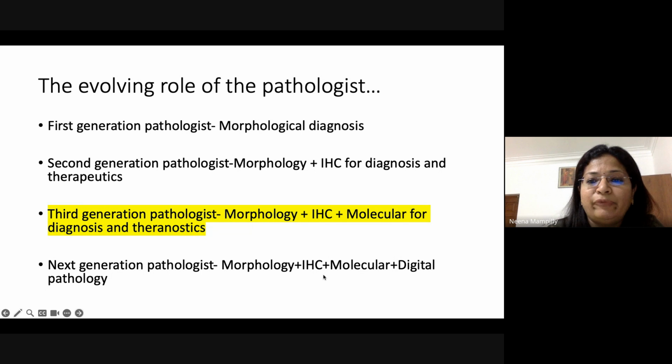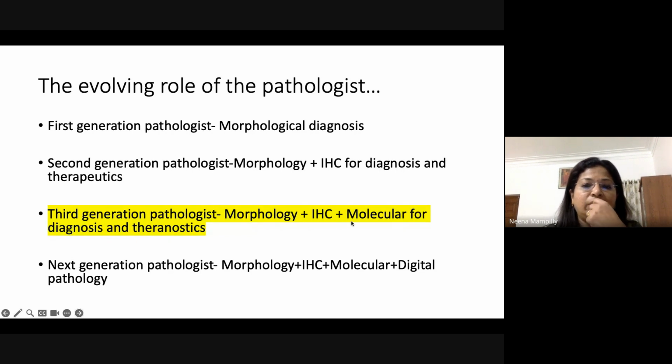And this topic of digital pathology will be taken over by another very important, popular speaker. So my job here is to describe the role of a pathologist here, where you are using morphology plus IHC plus molecular.